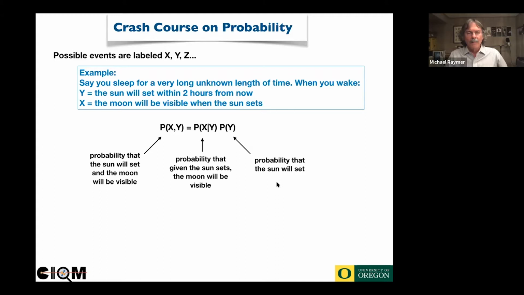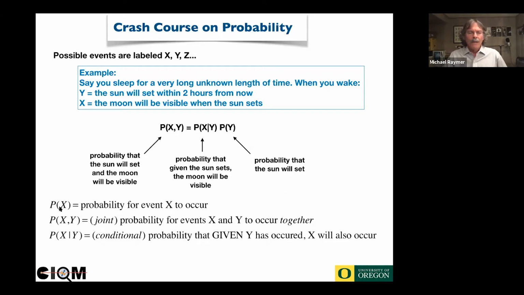In fact, the famous physicist Laplace wrote all these things down a couple of 100 years ago. And it's called the theory of probability. So we have P of X is the probability for event X to occur. P of X comma Y is the joint probability for events X and Y to occur together. And P of X vertical line Y is called the conditional probability that given Y has occurred, X will also occur.